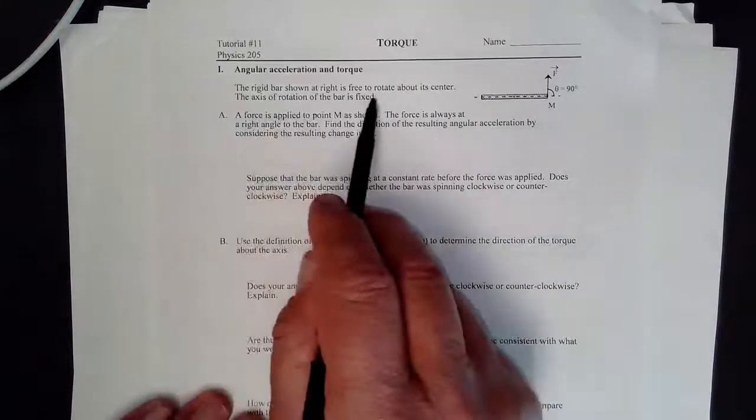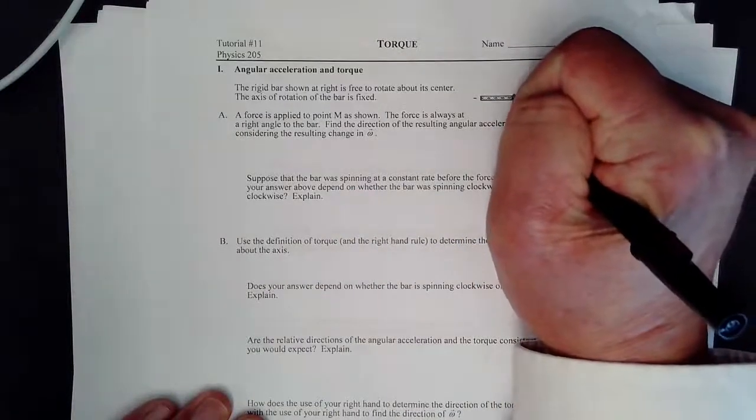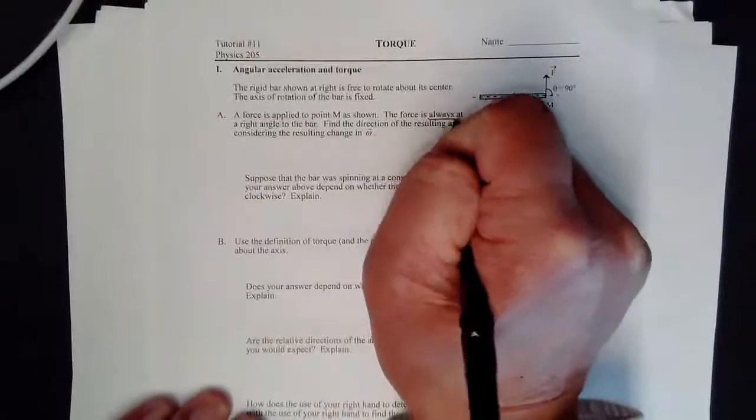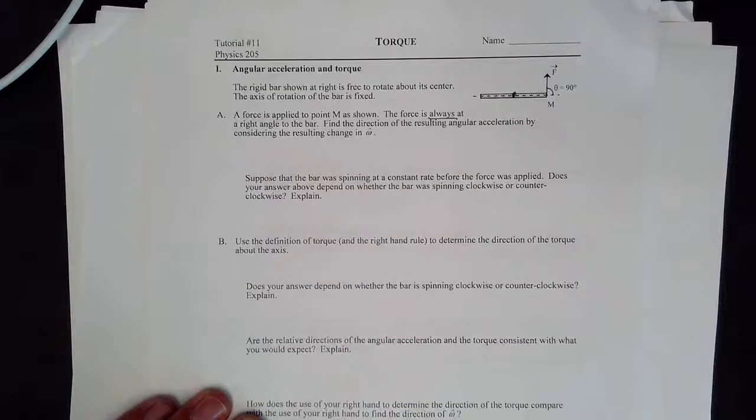We have a rigid bar, and it's free to rotate about its center, which is right there. The axis of rotation of the bar is fixed in place, so it's got to rotate about that center of the bar. We have a force that's applied at point M, and the force is always at a right angle to the bar. As the bar turns, it stays at a right angle. Find the direction of the resulting angular acceleration by considering the resulting change in omega.